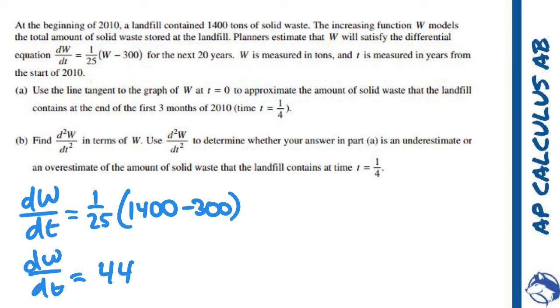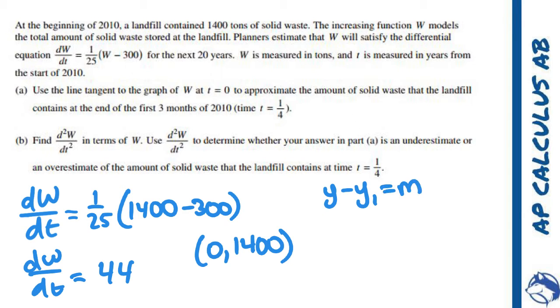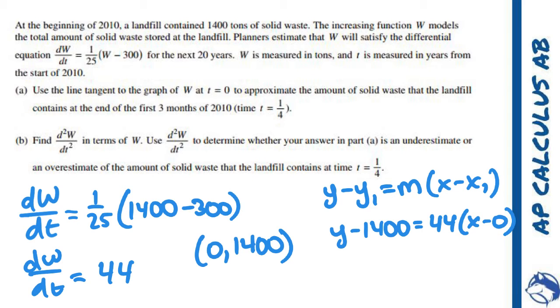So then I'm going to use a point. Well, my point is (0, 1,400). So I'm going to do y minus y1 is equal to m times x minus x1, and that's going to give me an equation of the line. So y minus 1,400 is equal to my slope, which is 44, times x minus 0. So instead of y, I know that my total amount of waste is going to be equal to 44 times the time plus 1,400.